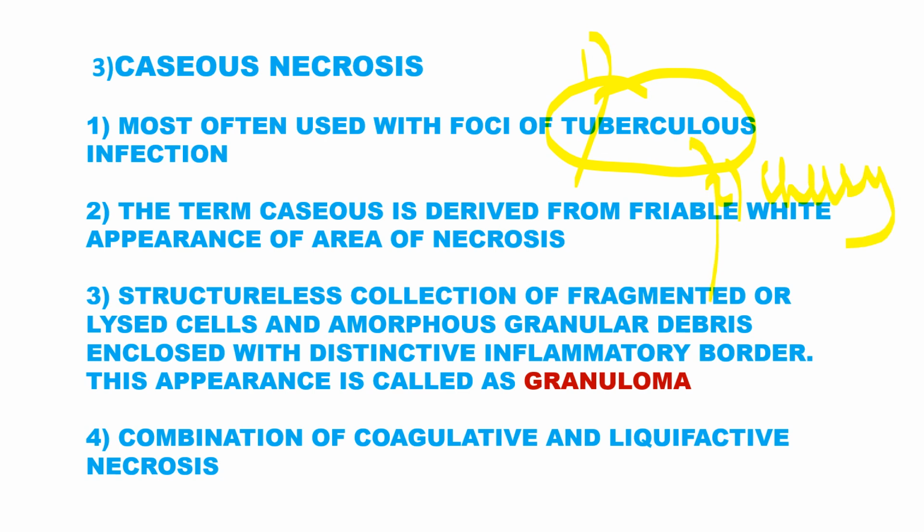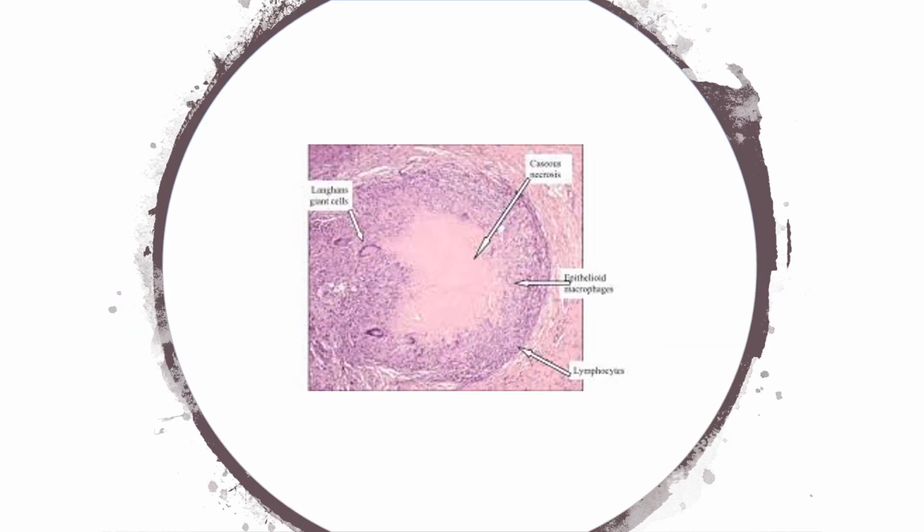If you remember TB, can you appreciate a granuloma? Yes, it is a structureless collection of fragmented cells or amorphous granular debris, which you also get explained in case of a TB description, along with distinctive inflammatory borders, and this is a granuloma. It is a combination of coagulative and liquefactive necrosis. Can you appreciate this slide? It is a case of caseous necrosis, where there is caseous necrosis surrounded by Langerhans giant cells, lymphocytes, epithelioid macrophages.